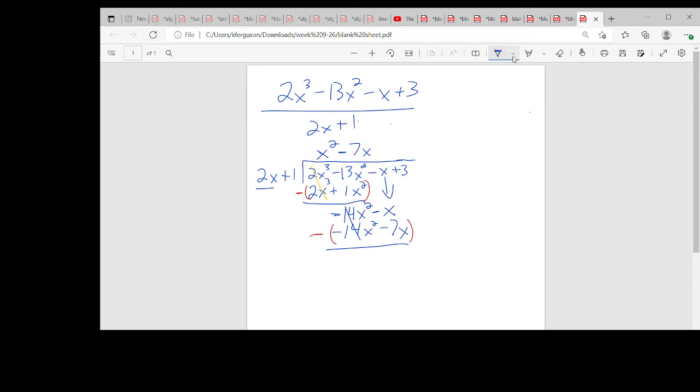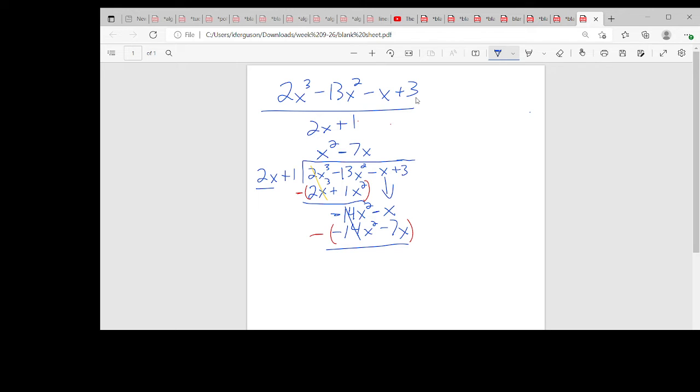Oh shoot, I didn't want it. Well, oh well. And then what do I got left over here? I've got negative x and positive 7x. Remember, I got to change the sign. So negative x and positive 7x. What does that leave me with? Yep, I got to change that sign. It was negative, now it's positive. So negative x and positive 7x. What does that leave me with?